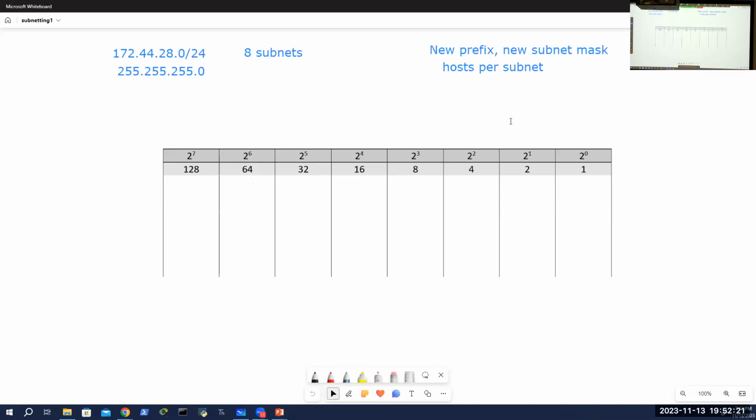We'll say I'll go at 5 till by that clock. That gives you about 2-3 minutes to come up with those 3 things: new prefix, new subnet mask, and number of hosts per subnet. Oh, host. Right, it's 2 to the 3 minus 2.